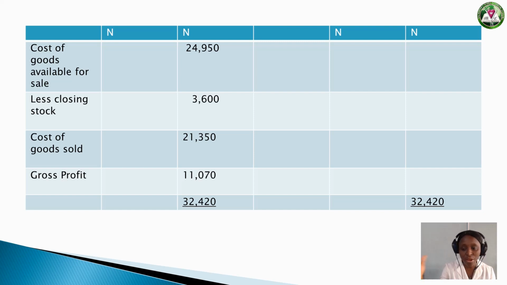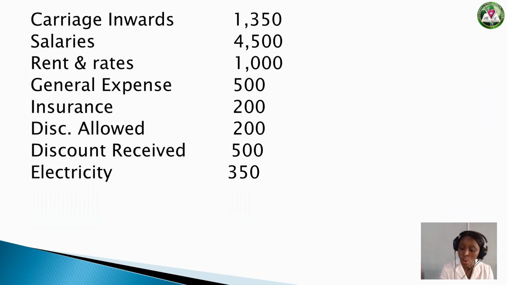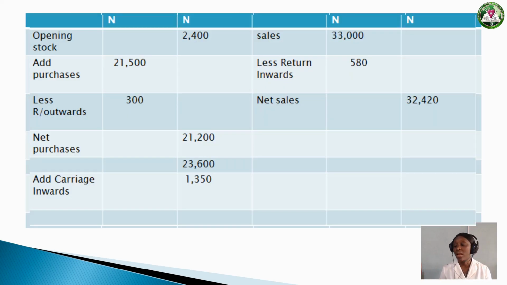Remember our sales. Then you go to your right hand side from the beginning of the right hand side. Now you write your sales. Your sales is how much? Your sales is 33,000 naira. Is there any goods? Do we have any return inward? Are there some products your customers return back to you? Yes, 580. Then minus the 2, what do we determine?